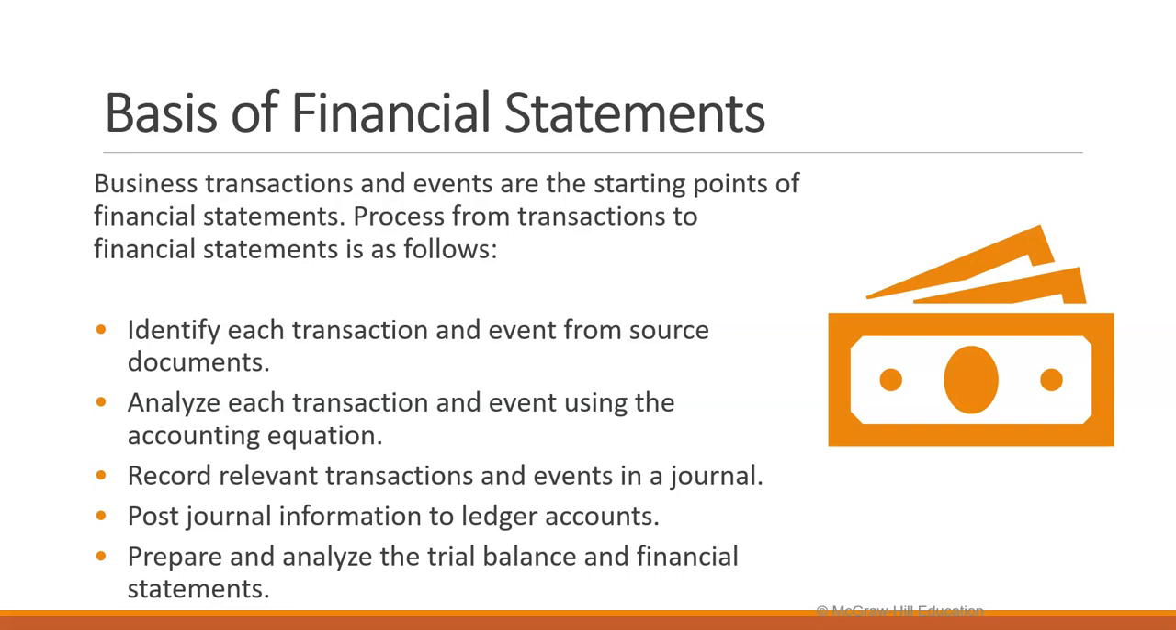So we use source documents. Source documents are things like canceled checks and receipts. We look at these source documents and we decide what transaction happened and how it affects the accounting equation. Then we record those events in a journal. Once we've recorded those events in a journal, we post that information to a ledger account. Then we prepare and analyze the trial balance and financial statements.